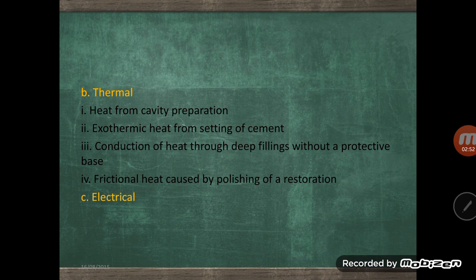So the next is thermal, that is heat produced from the cavity preparation. That's the reason why we use water coolant to prevent this. And exothermic heat from the setting cements. Many of the setting cements release exothermic heat, so whenever we need to go with these, we need to go for protectants. Conducting of the heat through deep fillings without any protective base, there will be chances of transmission of this thermal. And frictional heat generated by polishing of the restoration, particularly amalgam restoration. Amalgam or any restorations, heat is generated, so necessary steps must be taken to prevent this heat generation.